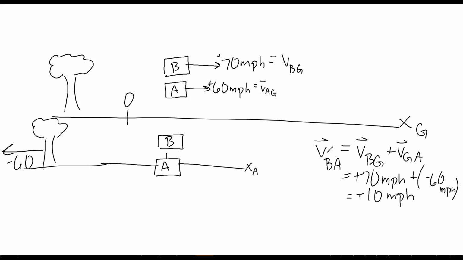It looks like they're passing us. B looks like they're passing A with a velocity of 10 miles per hour to the right. So that's a very simple one-dimensional example of how to work this notation. The two reference frames here are the ground frame and the A frame. Now, the last thing we can do is a quick check question.